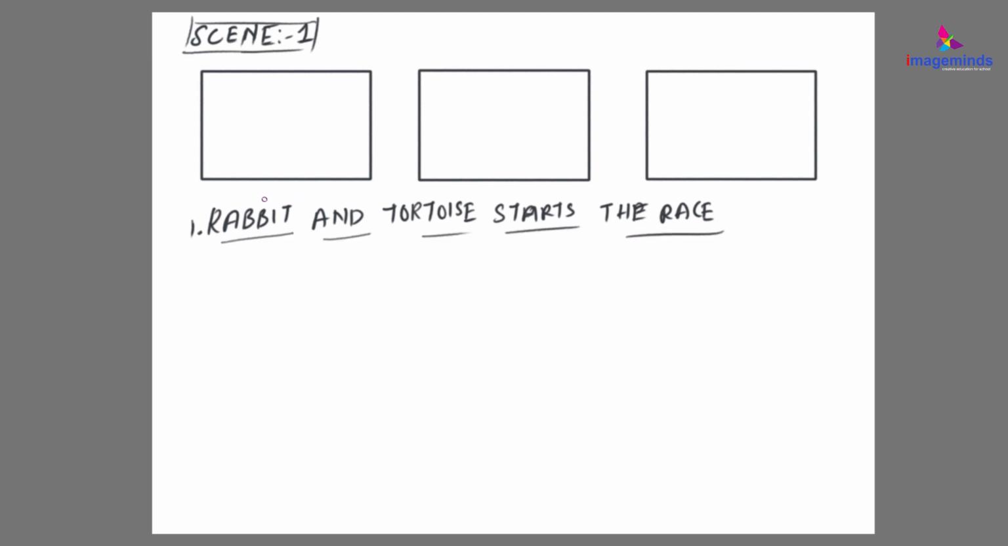What are the characters here? There is one rabbit and there is a tortoise. These are the two characters you need to have. And what are they going to do? They're going to start a race. Here, the animals have a race in where? They'll have it in the forest. Okay? To start with, let's draw a forest first.